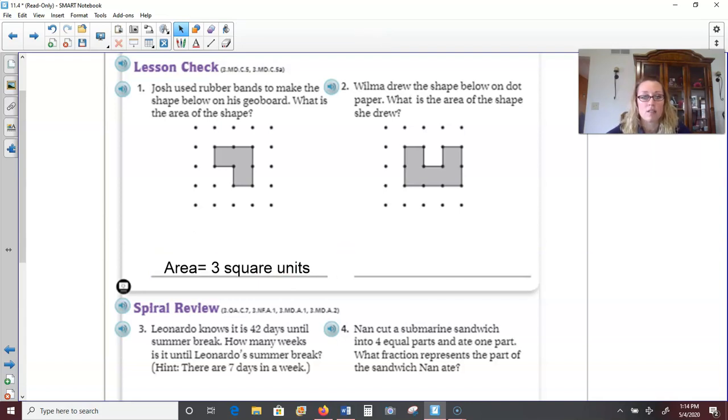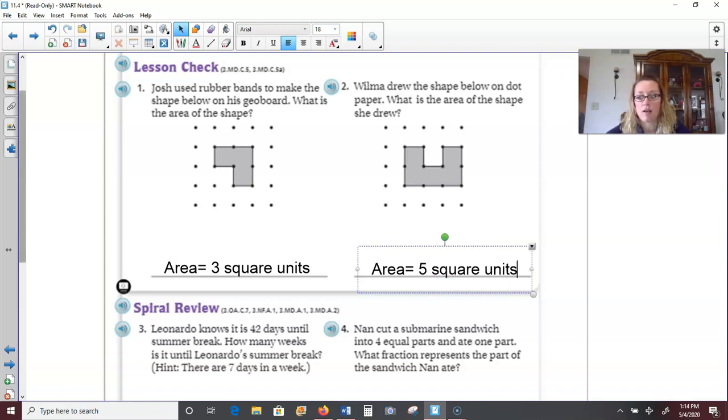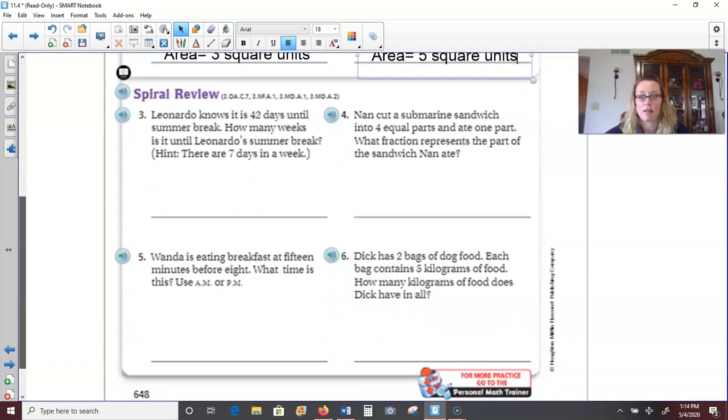All right, awesome. And number 2, Wilma drew the shape below on dot paper. What is the area of the shape she drew? Count up the number of square units, and what is the area? I counted 5 square units. Area of 5.